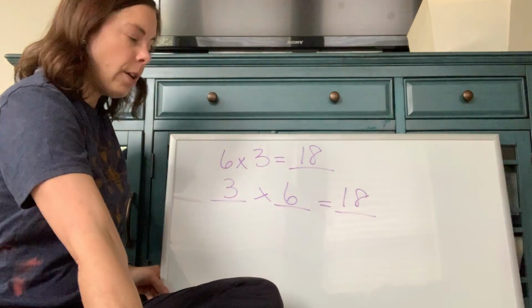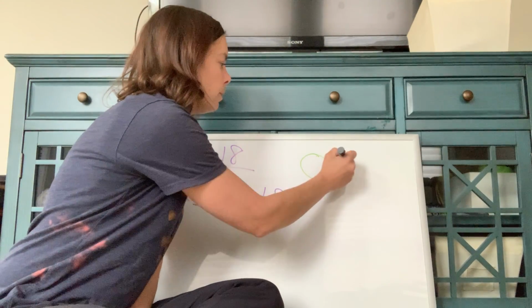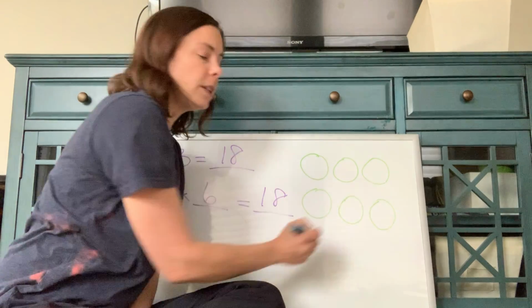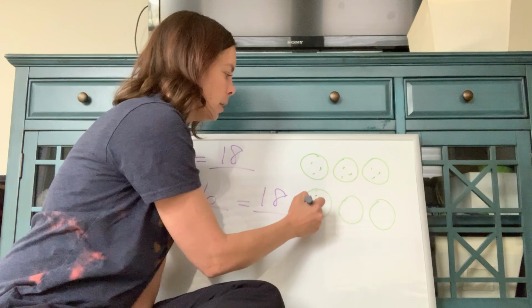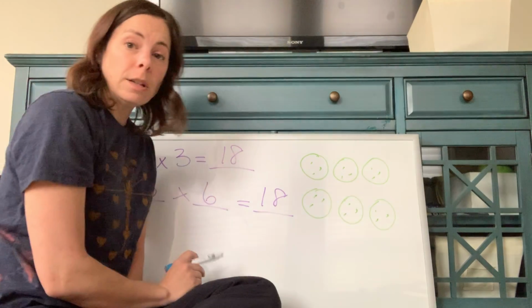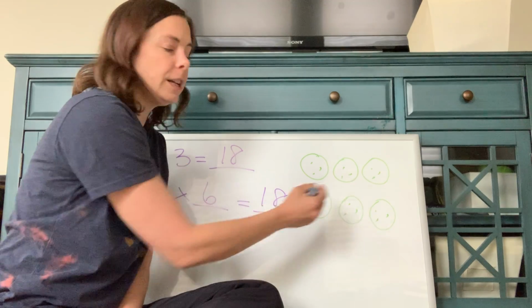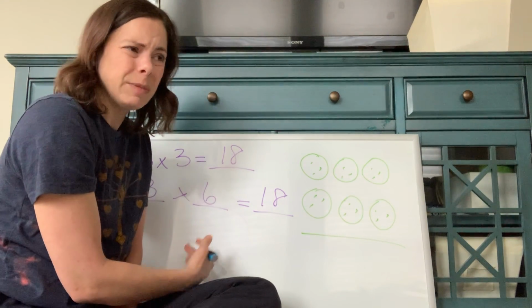If I were to draw them over here, 6 groups of 3, 1, 2, 3, 4, 5, 6, 3 in each, is going to be 18. 3, 6, 9, 12, 15, 18. But we know that 6 groups of 3 will also be 18, but it's going to look different.